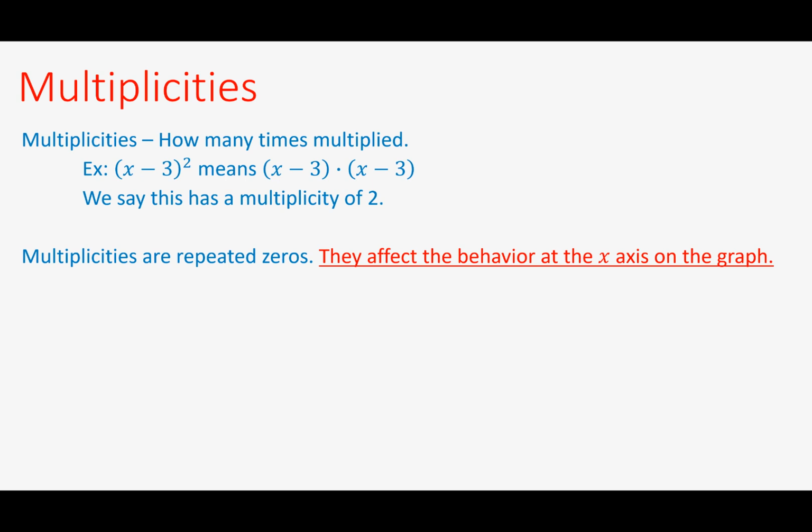Those are my zeros. But the biggest thing I want you to take away from this, the multiplicities affect the behavior at the x-axis on the graph. So when we're graphing our line, specifically at those zeros, we can determine what's happening based on multiplicities. So we'll start off with a multiplicity of 1. If we have a multiplicity of 1, that simply means that the graph goes straight through our x-axis.